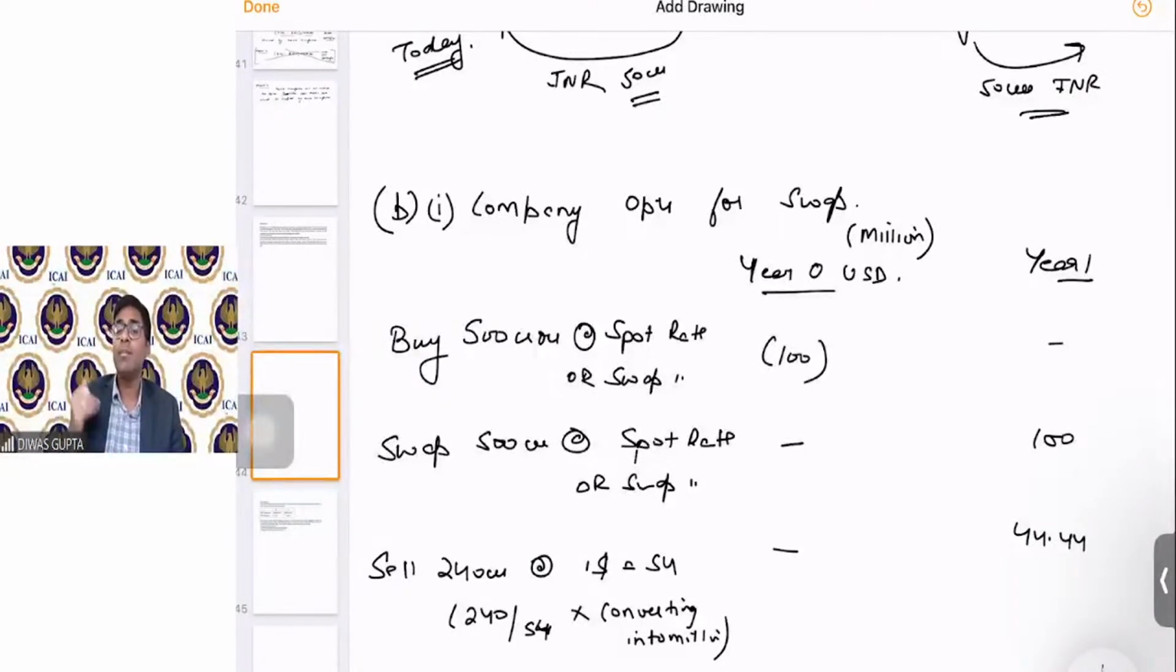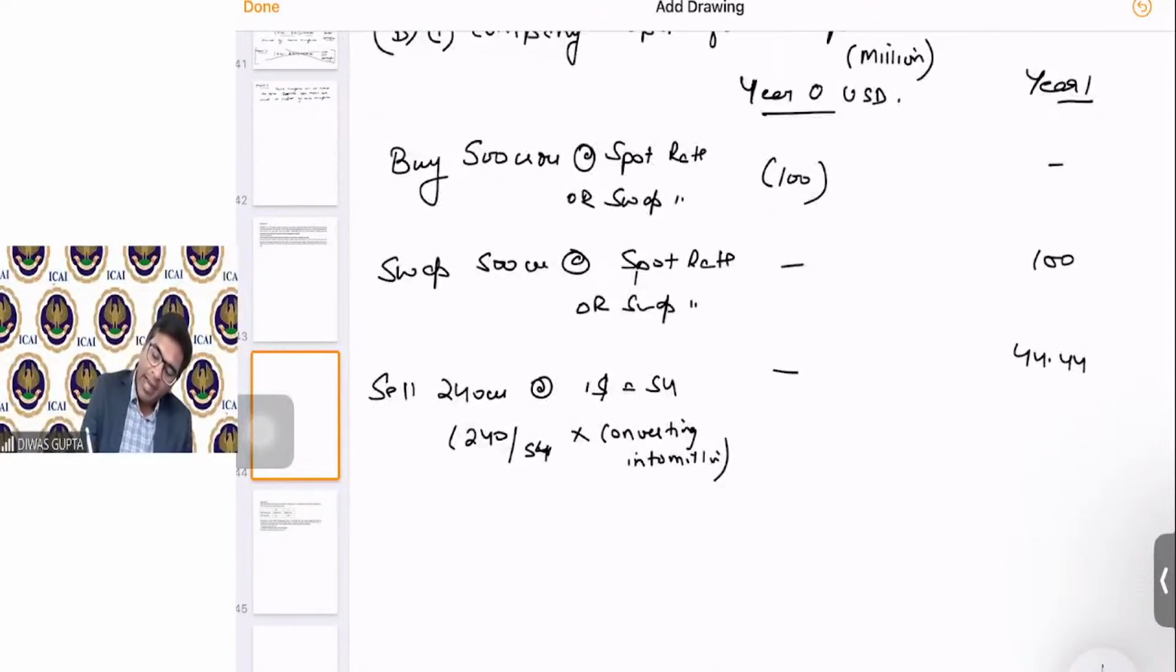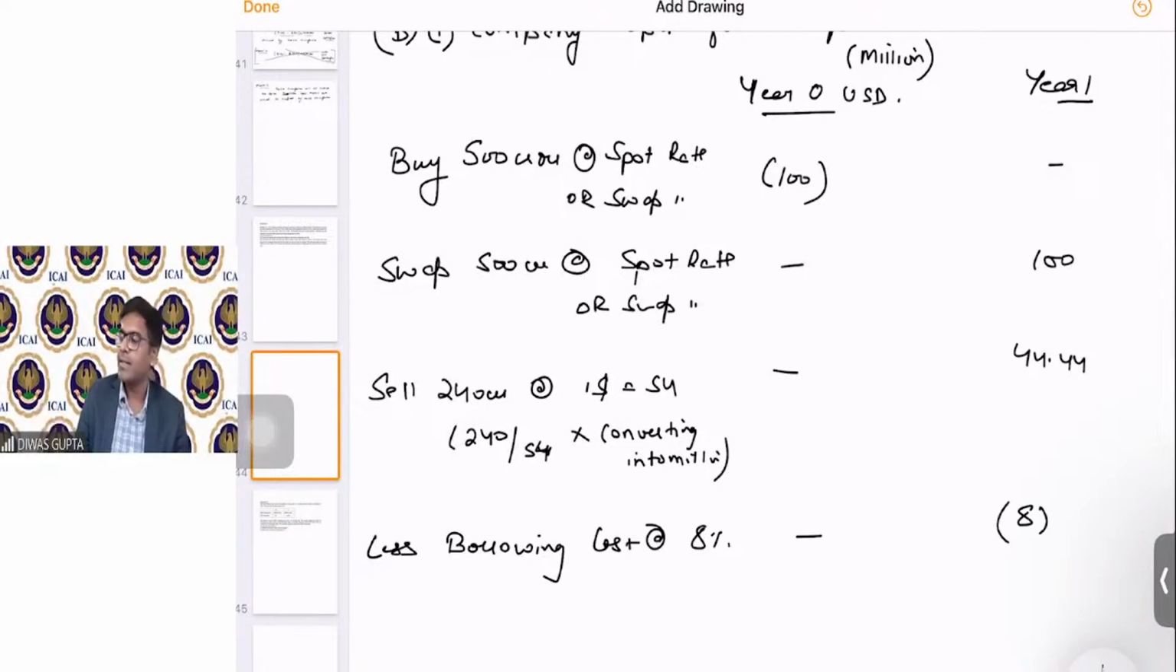Okay, so this is again my incremental cash flow. And I will end up paying borrowing cost at the rate of 8%. How much will it be? 100 into 8%? Minus 8. So this will become minus 100, and this will become 136.44.